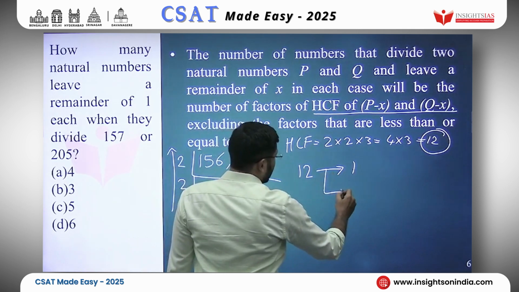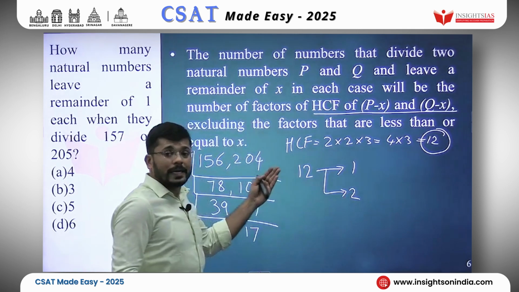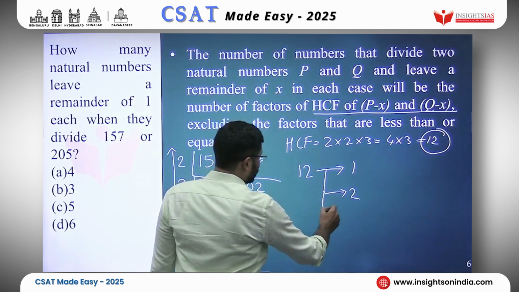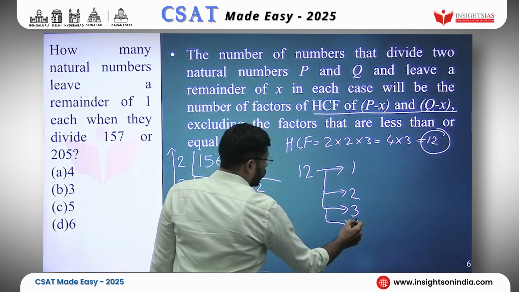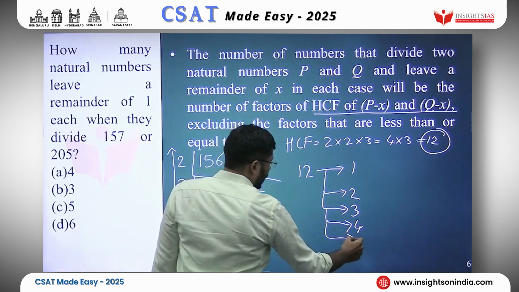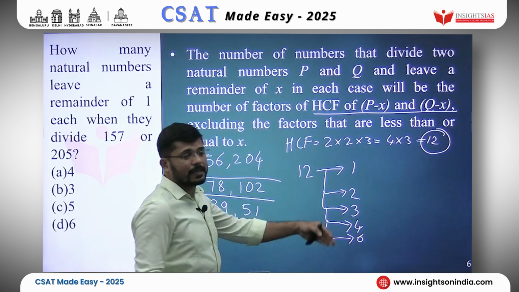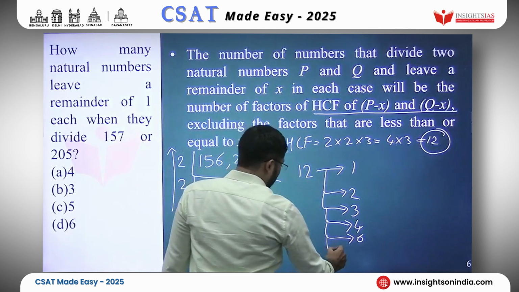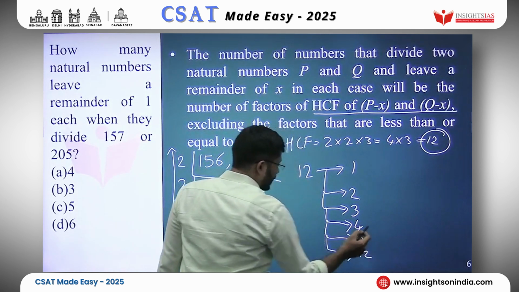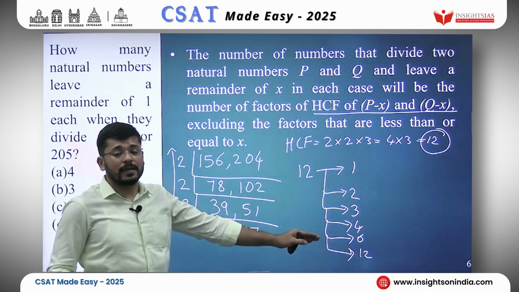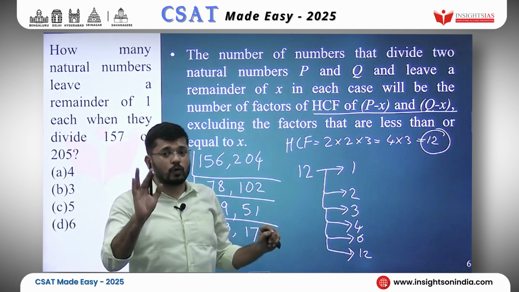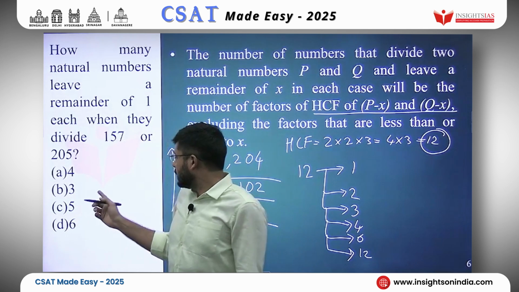Then 12 is divisible by 2. 2 into 6 is 12. Then it is divisible by 3. 3 into 4 is 12. Then it is also divisible by 4 because 4 into 3. Then it is also divisible by 6. 6 into 2. And ultimately it is divisible by itself. Yes. So there are 6 numbers that are factors of 12. So is our answer 6?